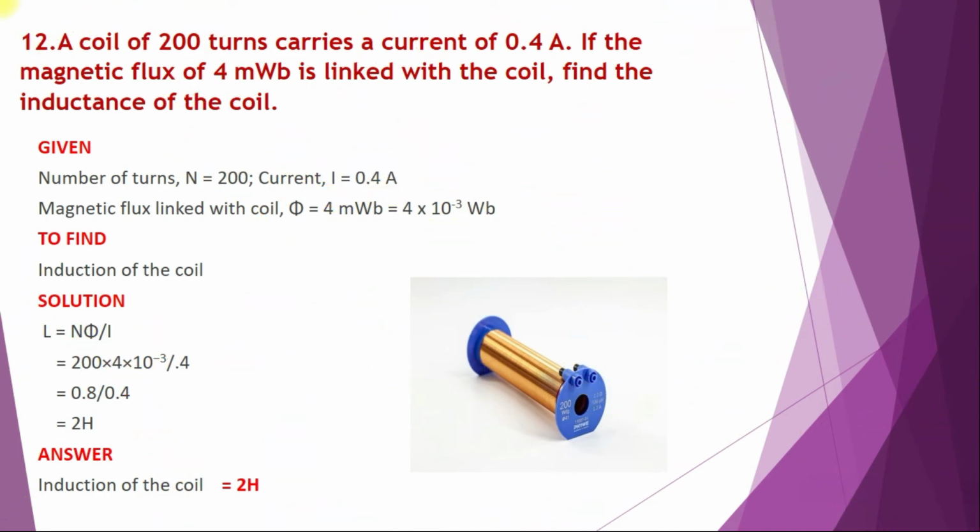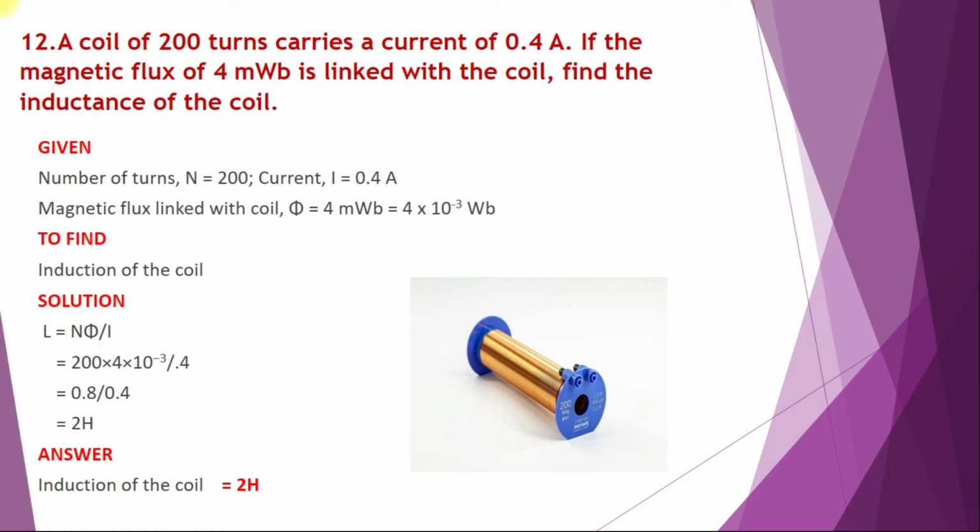Twelfth problem. A coil of 200 turns carries a current of 0.4 ampere. If the magnetic flux of 4 milliweber is linked with the coil, find the inductance of the coil. So the given data is number of turns N is equal to 200, current I is equal to 0.4 ampere, magnetic flux linked with the coil phi is equal to 4 milliweber, which is equal to 4 into 10 power minus 3 Weber. We are supposed to find the inductance of the coil.